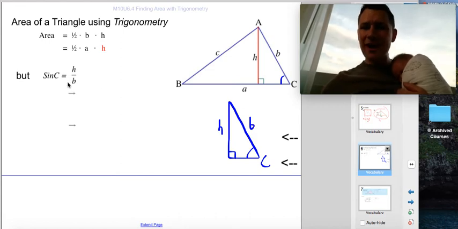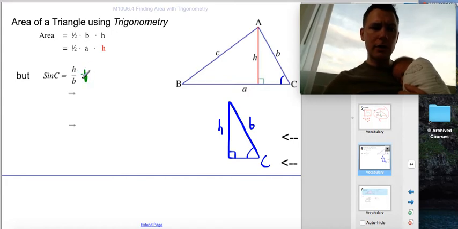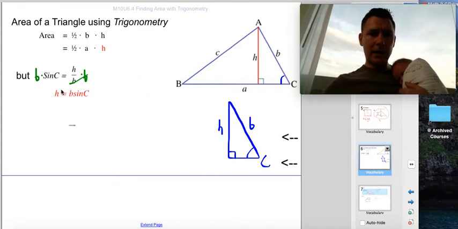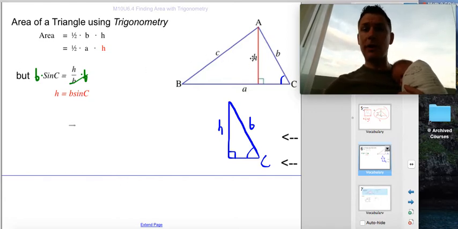If we rearrange this for height, we multiply b over here, we multiply b over here. These b's cancel, and you're left with this. Height is really b times the sine of C. It's just another way to talk about h without knowing the side lengths. If we know b and we know the sine of C, we've got h.